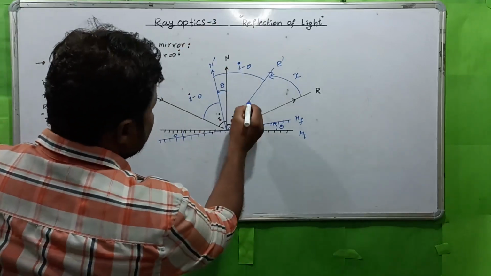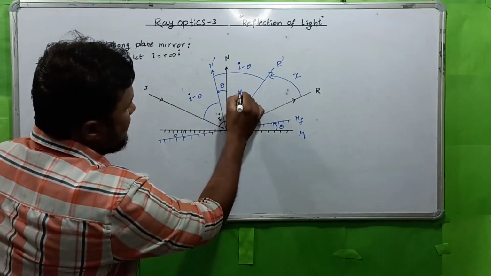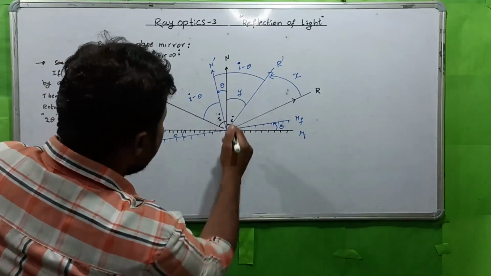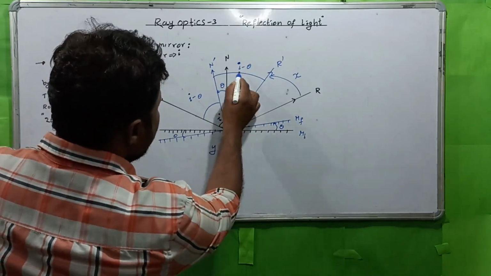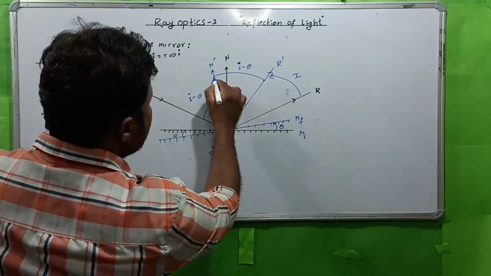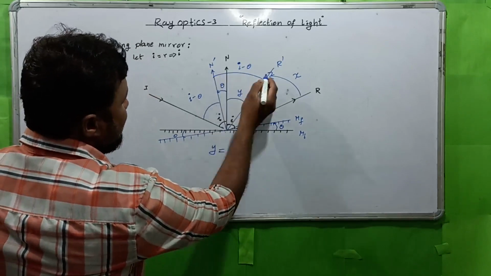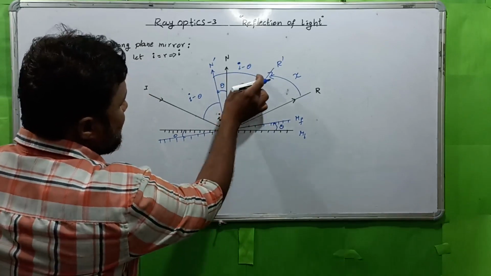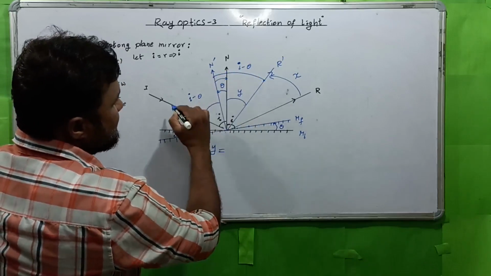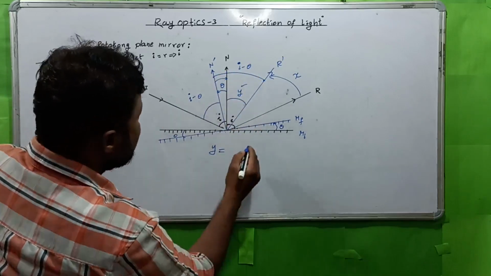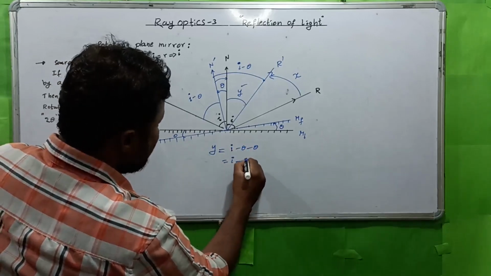Suppose this is y. Now can I write y as i minus theta, and the angle between R dash and N dash is i minus theta. I want to find y, which is i minus theta minus theta, so I will get y. Y can be written as i minus theta minus theta, or i minus 2 theta.